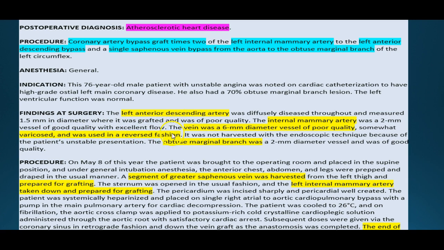Then we have the internal mammary artery was 2 millimeter vessel of good quality with excellent flow. So here it's basically explaining the state or the condition of the vessels as they went through and found what was wrong with the patient at surgery.